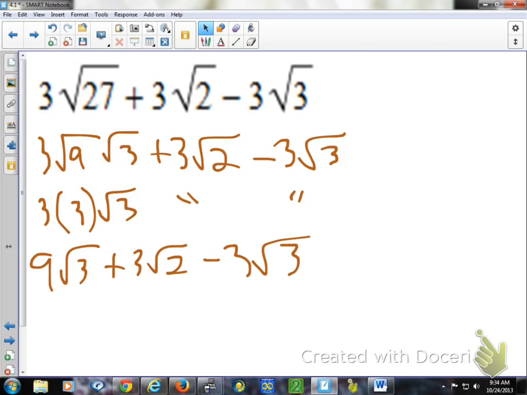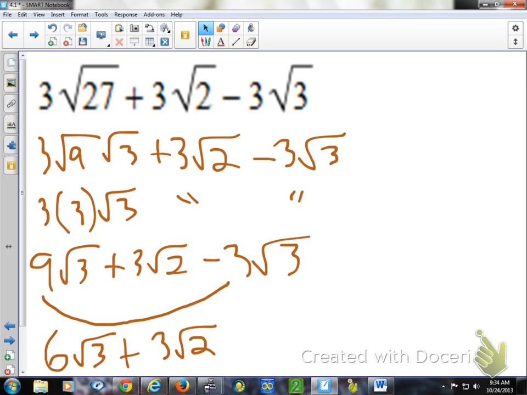That's right, radical 3. So I'm going to do 9 radical 3 minus 3 radical 3, which is 6 radical 3. Never mind, I put it in backwards. Yeah, that's right. And then plus 3 radical 2. And you're done. Ain't nothing else you can do.